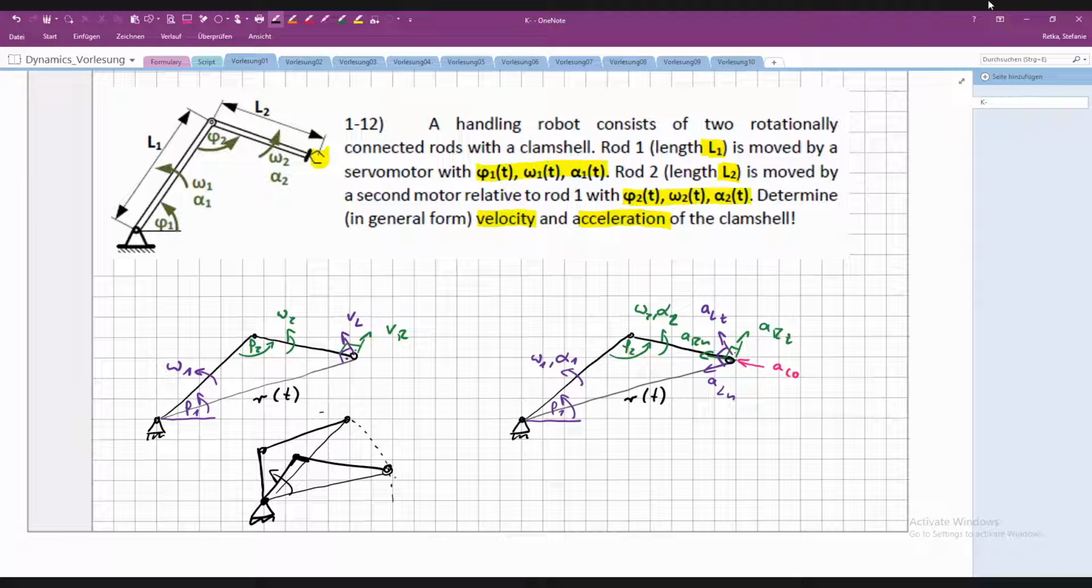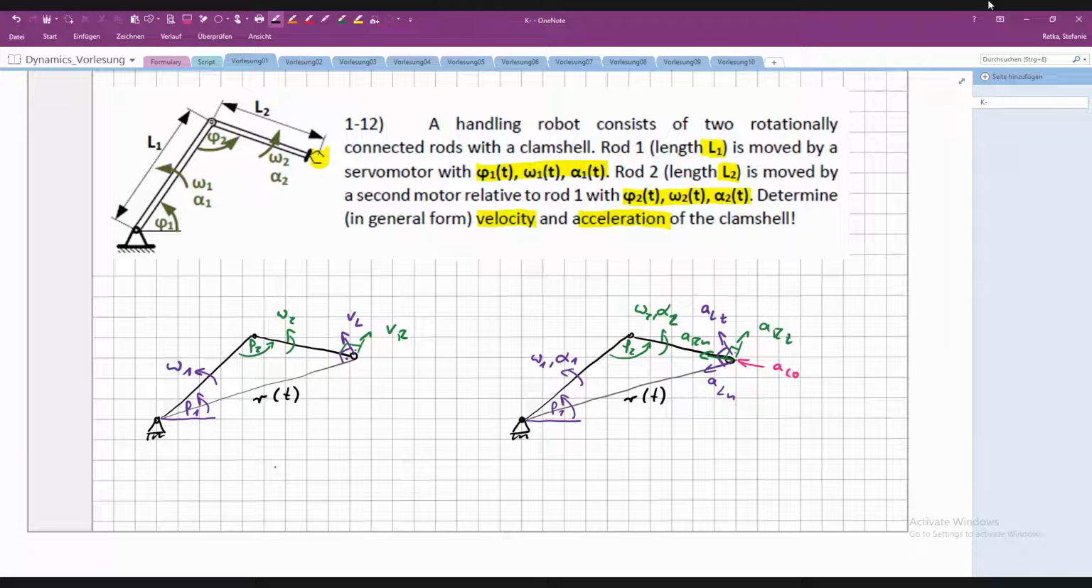So basically, we are not very interested in the first rod at all in this case. No, we want to describe the clamshell and not the motion of the first rod. Okay. Thank you.